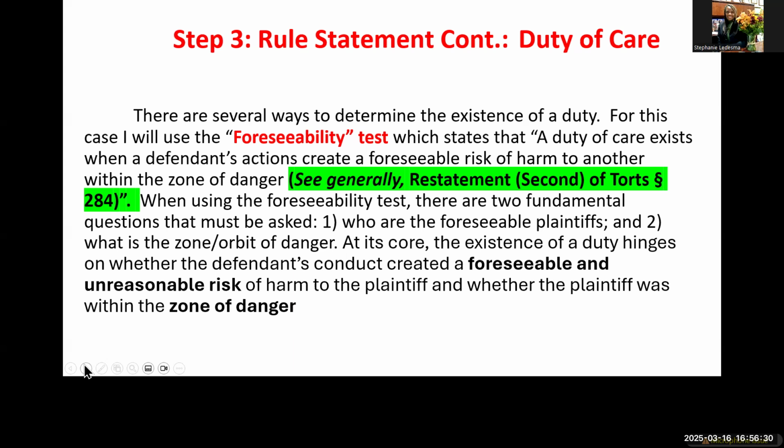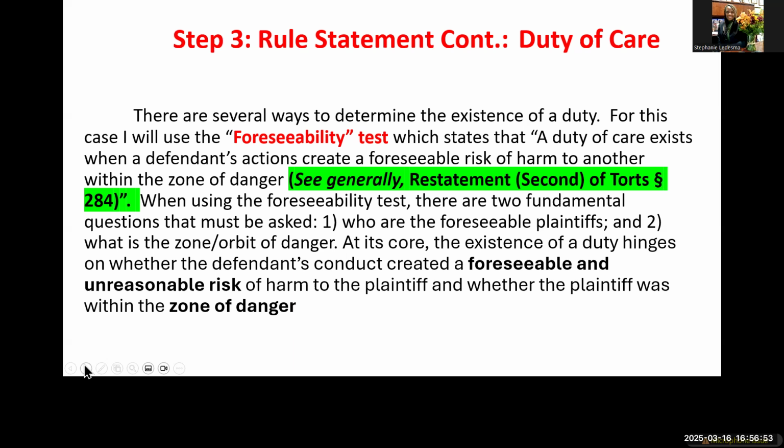There's several ways to determine. Second sentence, for this case, I will use the foreseeability test. So I'm identifying my test. Do you need to identify your test? You need to identify your test. I'm going to use the reasonable person test. I'm going to use the special relationship test. I am going to use the public policy test.